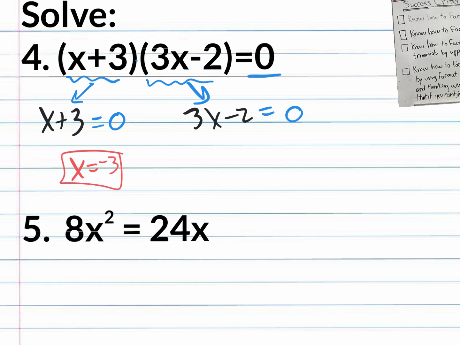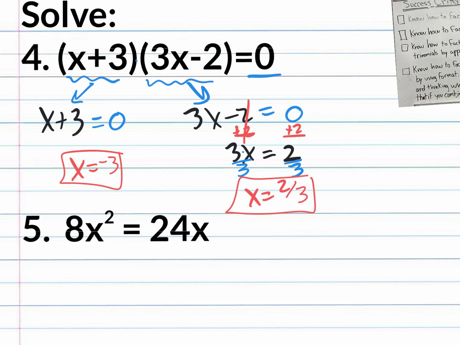I didn't show my work because it's so easy. This other one, I want to show some work. Plus 2, plus 2. I now have 3x by itself equals 2. Final step would be to divide by 3, divide by 3. And there's my answer. X equals 2 divided by 3. And those are your 2 answers for number 4.